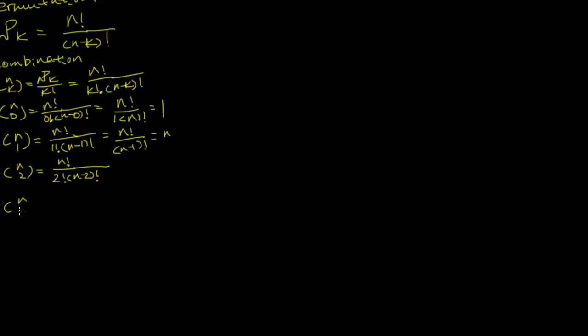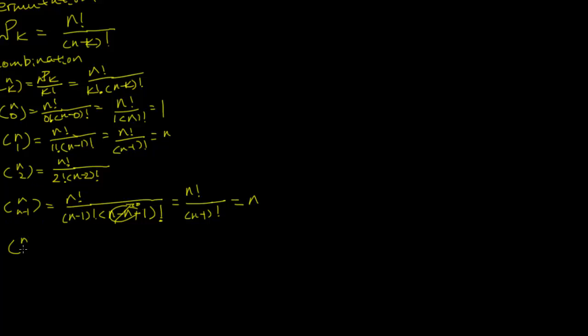And let's say k is equal to n minus 1 in this case, then the combination becomes n factorial over n minus 1 factorial times n minus n minus 1, which becomes 1, so n factorial over n minus 1 factorial times 0 factorial. 0 factorial is equal to 1, so this becomes once again n.